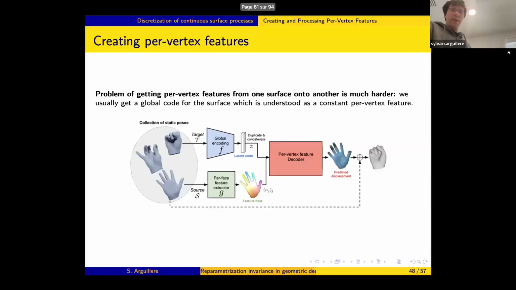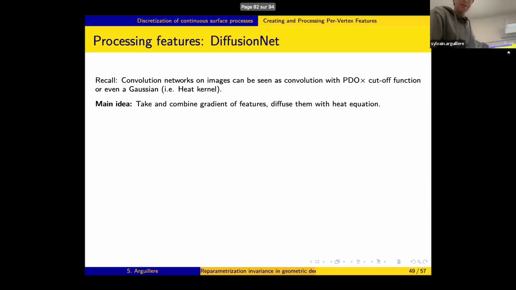Okay, and now we need to, oh, right, I don't think I mentioned that. Okay. One of the networks that has been developed and that seems to work pretty well to transform a per vertex feature into a new per vertex feature and to process it is something called diffusion net.